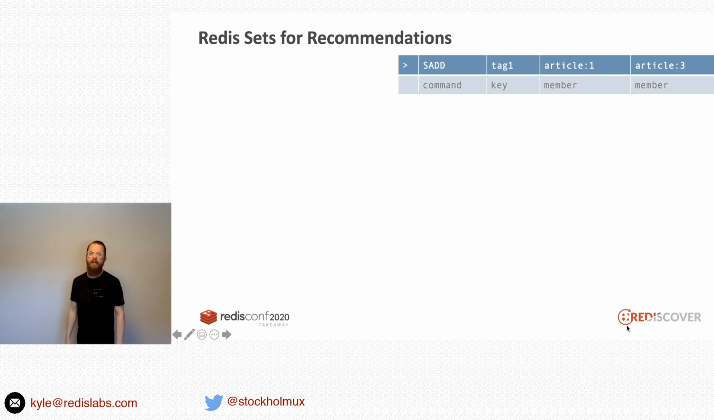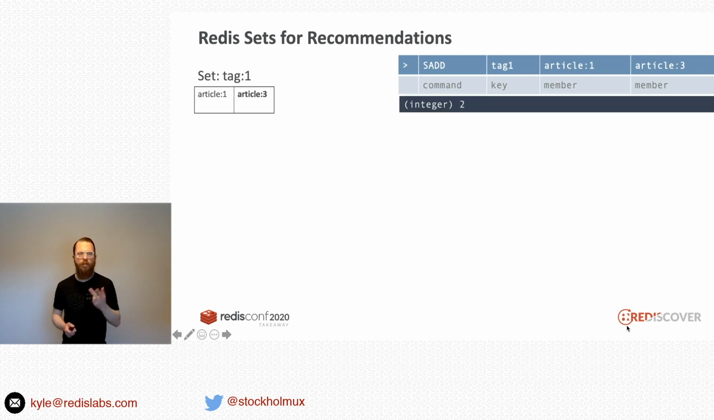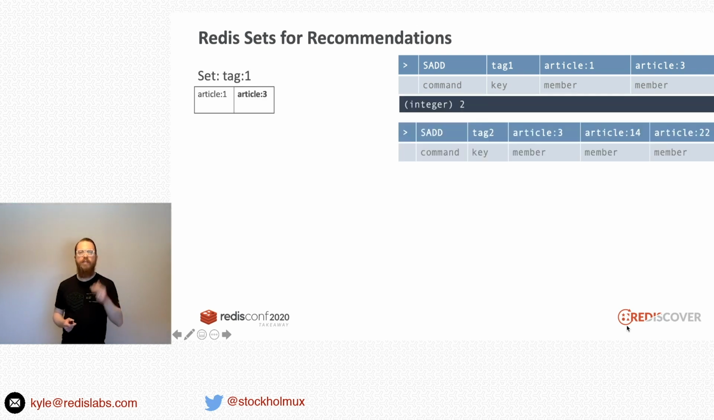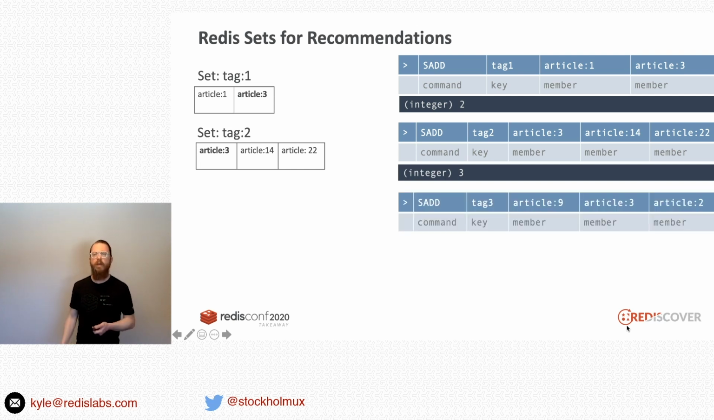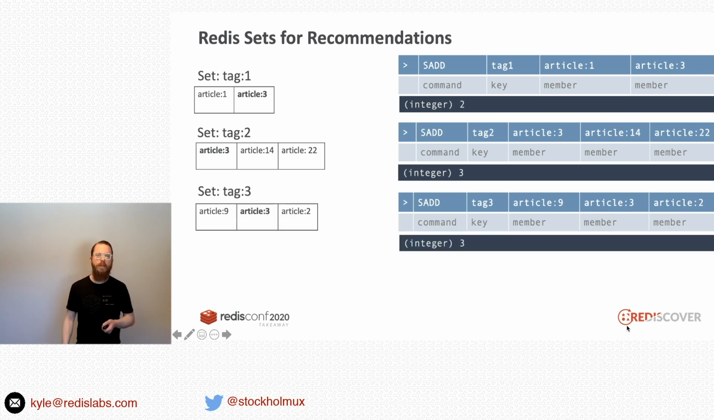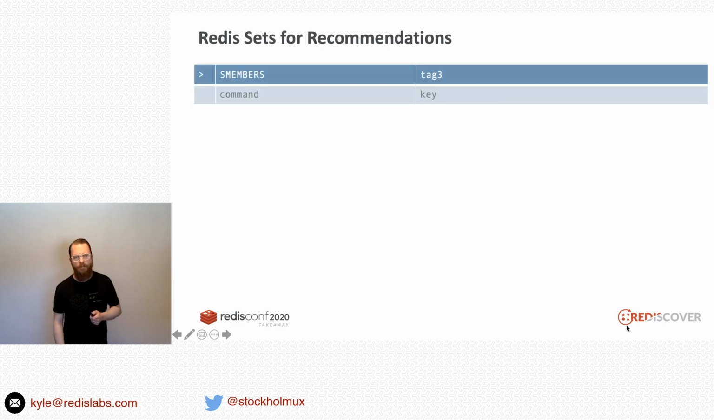So in this case, we have tag 1 has article 1 and 3, okay? And that'll return back 2. Then we have sadd tag 2, so that's our key, article 3, 14, and 22. So we've added 3 here. And then we have sadd tag 3, article 9, 3, and 2. Okay. So you notice here, there's a common article that you have between tag 1, tag 2, and tag 3. But at the same time, you've noticed that we've added them all in different things. So there are 3 distinct keys representing tags in Redis.